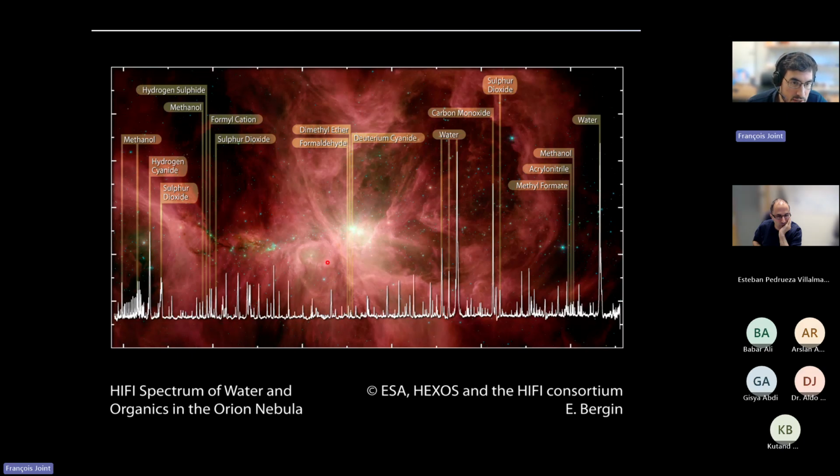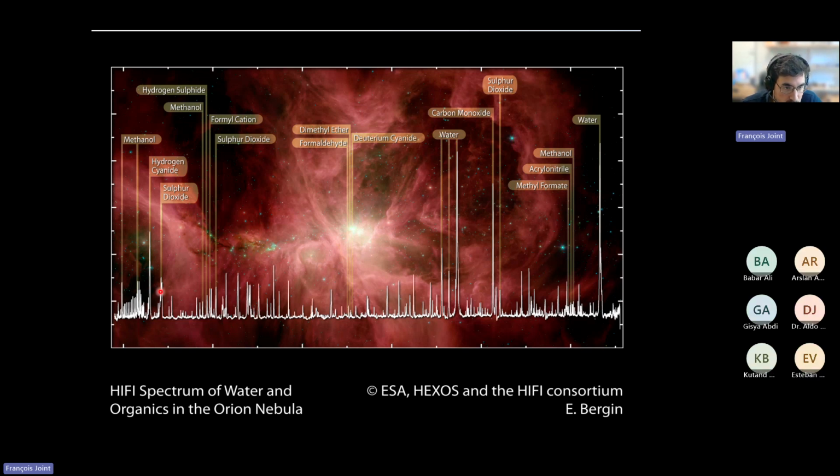In this image, we have a superposition of a spectrum and a Spitzer image that recorded the light intensity. Here we color them in green and red, depending on the wavelengths. And below, as you see, there's a spectrum, and that's what would interest us in this talk. You see the spectrum contains a lot of lines. It was taken with the instrument HIFI from the Herschel Space Telescope.